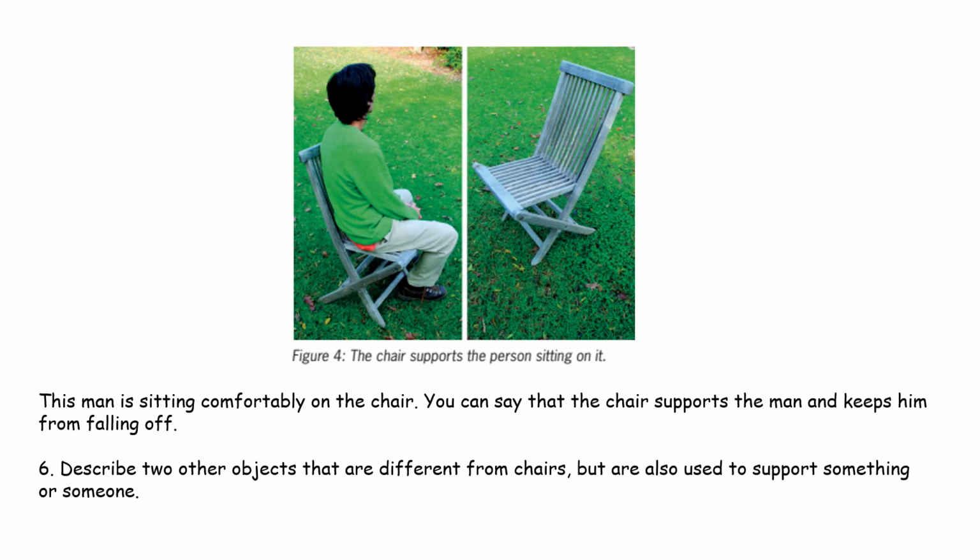This man is sitting comfortably on a chair. You can say that the chair supports the man and keeps him from falling off. Describe two other objects that are different from chairs, but are also used to support something or someone.